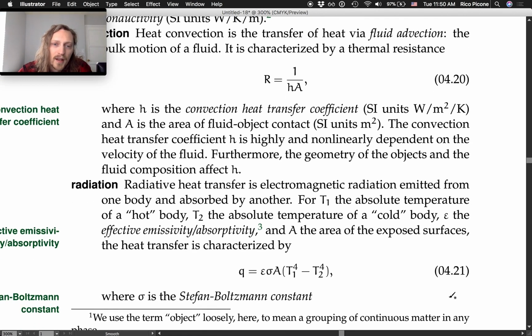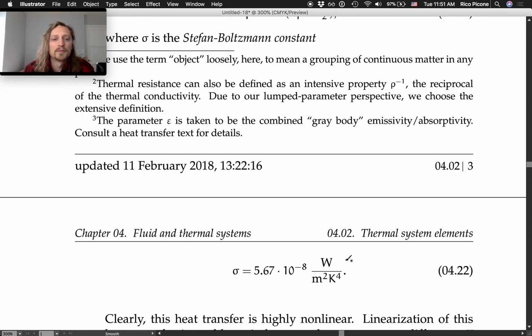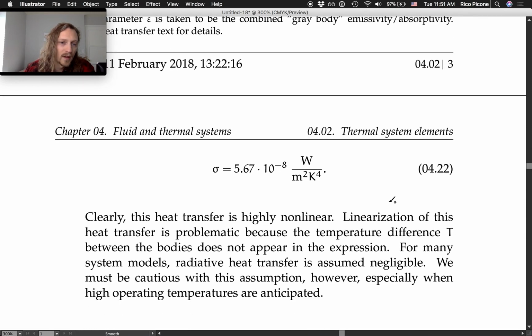Okay, radiation. Radiative heat transfer is electromagnetic radiation emitted from one body and absorbed by another. For surfaces with emissivity epsilon, the heat transfer is characterized by Q equals epsilon sigma A times (T1 to the fourth minus T2 to the fourth), where sigma is the Stefan-Boltzmann constant. This is a pretty radical equation: T1 to the fourth minus T2 to the fourth. Clearly, this is not linear. Linearization of this heat transfer is problematic.